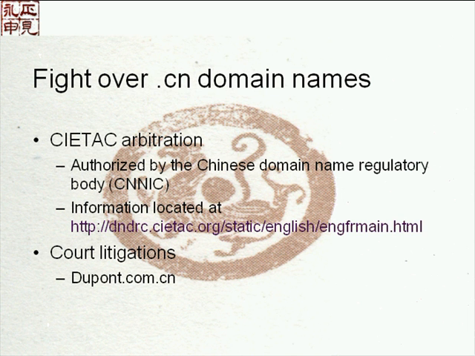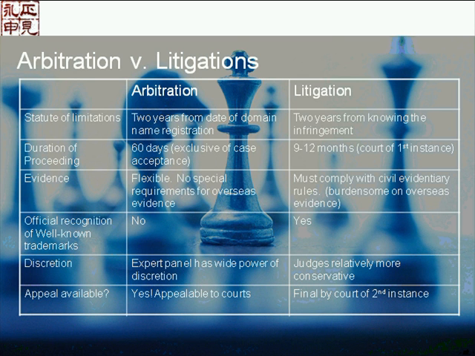Now, what are the differences between arbitration and litigation? On the next slide I put a chart so you can see some of the differences. One thing that stands out is that arbitration offers a much faster approach. Officially, the rule is that the arbitration panel has to conclude a case within 60 days. But litigation can easily take 9 to 12 months, and that is simply the court of first instance.